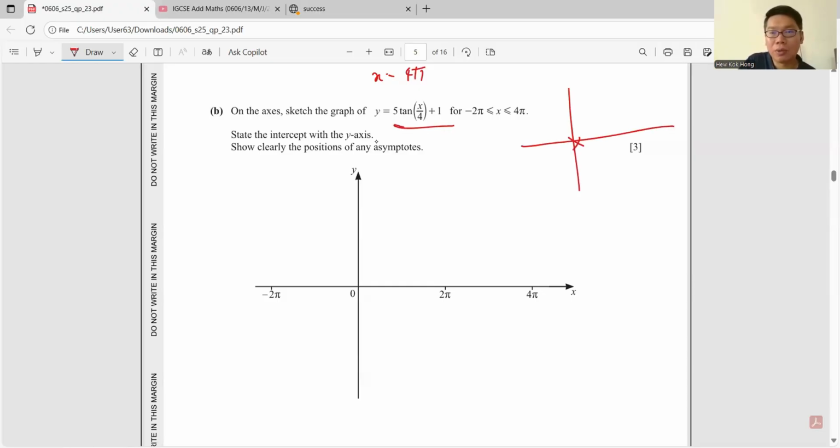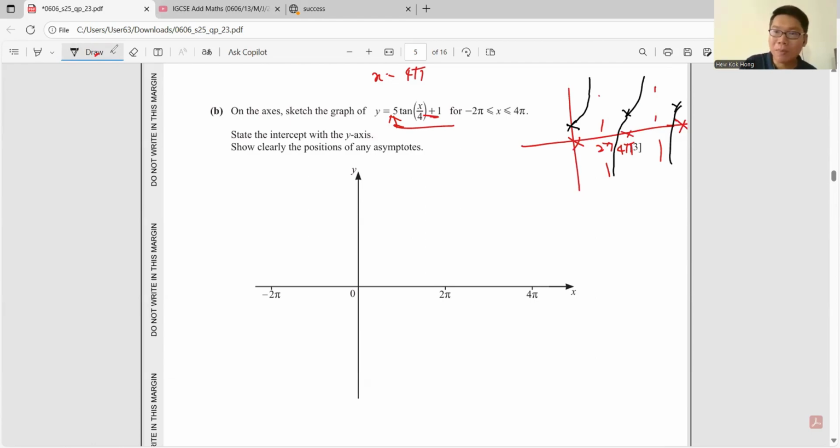For a tangent graph, it's always like this. Usually here is already pi, but here they say it's 4 pi. So 2 pi there has an asymptote. And then the amplitude does not affect the tangent graph because the max and min are forever infinity and negative infinity. And then the whole graph moves up by 1. So here 0, move up will be 1. So boom, go up like this, then like this, like this, like this.